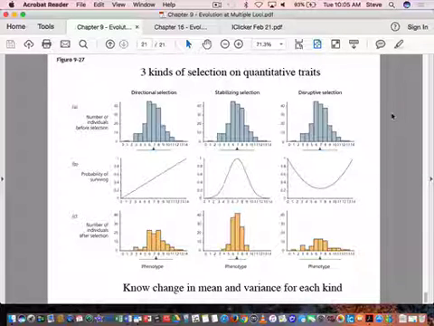intermediates, and two extremes. Now, what effect does this have on, so here's the distribution of the trait before selection. Here's the distribution of the trait after selection. What do you think's happening here in terms of the average value of the trait and the variability of the trait? What's happening to the average value of the trait under this kind of selection?